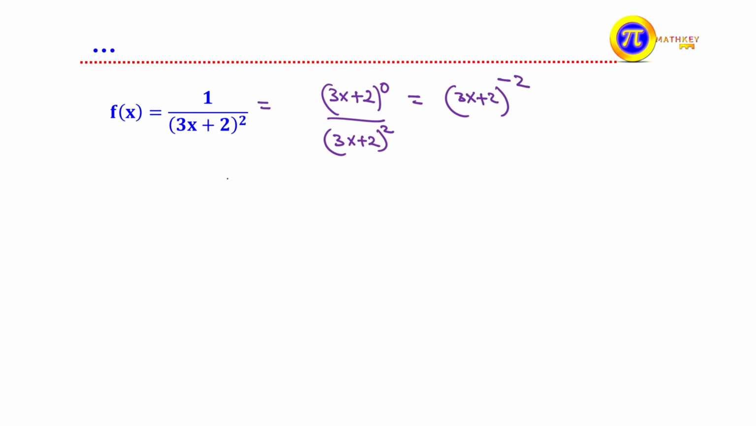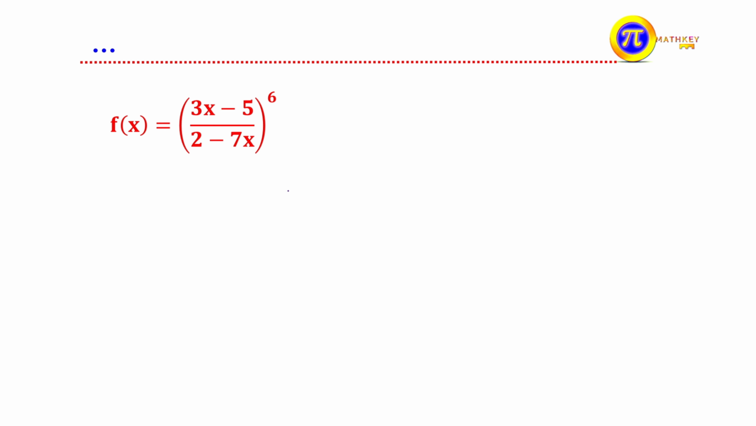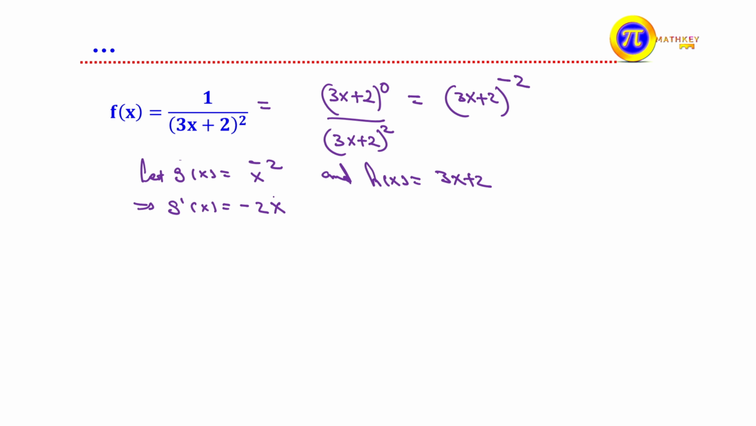After that, we'll try to apply the chain rule. As we said before, let g of x equal x to the power of negative 2 and let h of x equal 3x plus 2. This implies that g derivative at x equals negative 2 x to the power of negative 3. What did we say? We take the power as the coefficient and again reduce the power by 1, so negative 2 minus 1 becomes negative 3. At the same time, h derivative at x equals 3 times 1, that is 3, x to the power of 1 minus 1, which is 0, and since 2 is a constant, the derivative of a constant is 0.